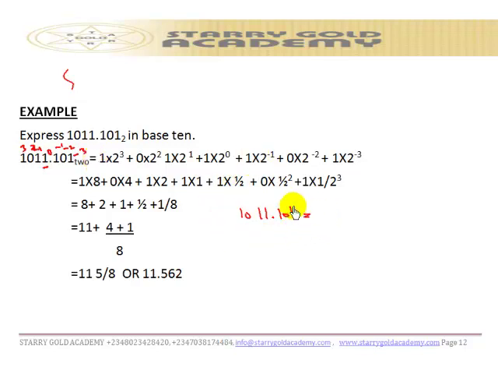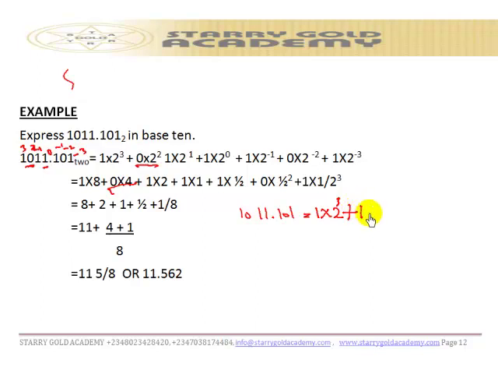Now let's expand. 1 times the base 2 raised to 3. Skip the 0, because your final answer will still be 0. If you simplify the 0, you still get 0. So skip the 0 and move to the next. When you skip the 0, you also skip the power. Why? Because the 0 will still give us 0. 0 times 4 is 0. So instead of stressing yourself, let's skip the 0. Now move to the next number.